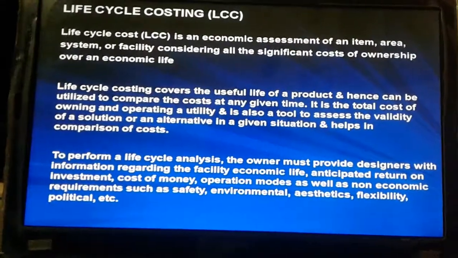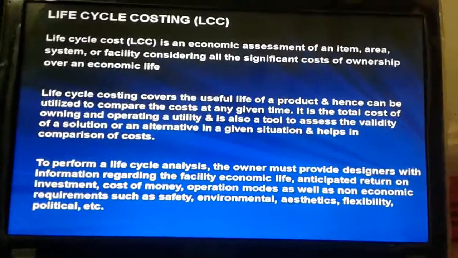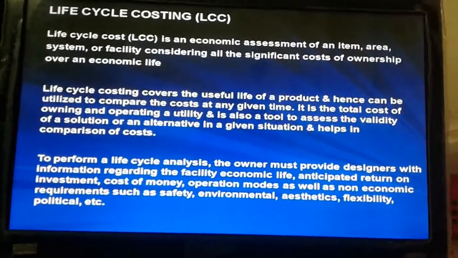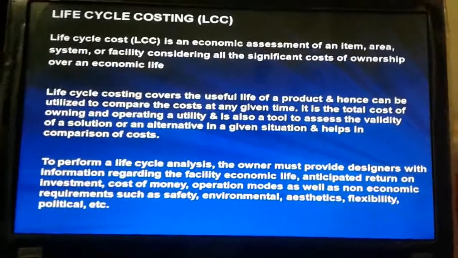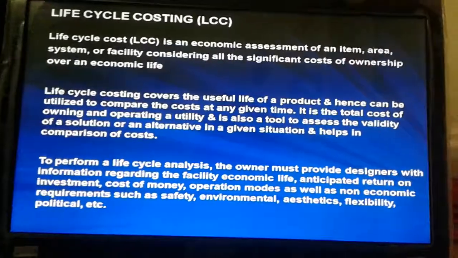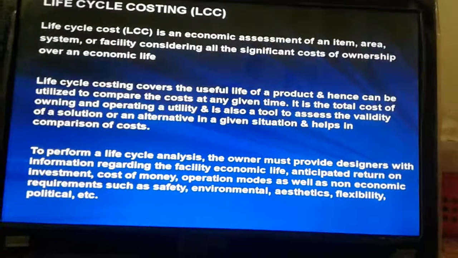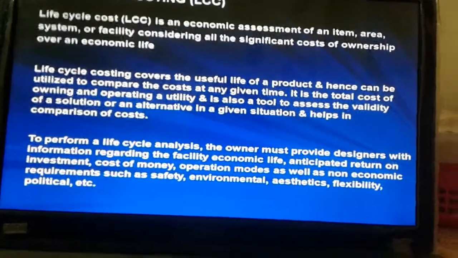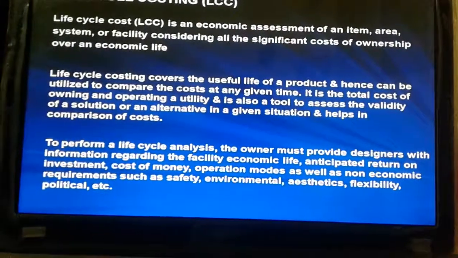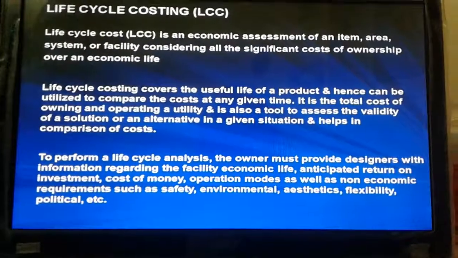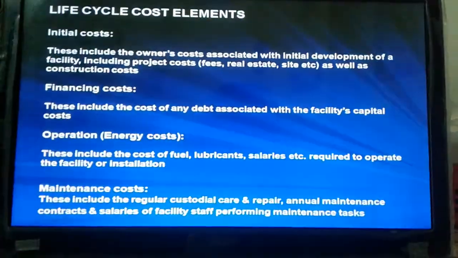To perform a life cycle analysis, the owner must provide designers with information regarding the facility, economic life, anticipated return on investment, cost of money, operation modes, as well as non-economic requirements such as safety, environmental, aesthetics, flexibility, potential, etc.